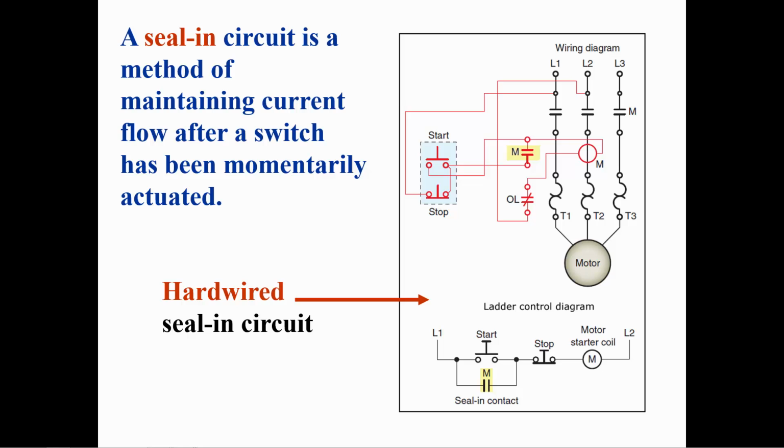At the bottom right is the hardwired ladder control diagram. The contact in yellow labeled M is the seal-in contact. This contact keeps the motor starter coil energized after the start push button is released.